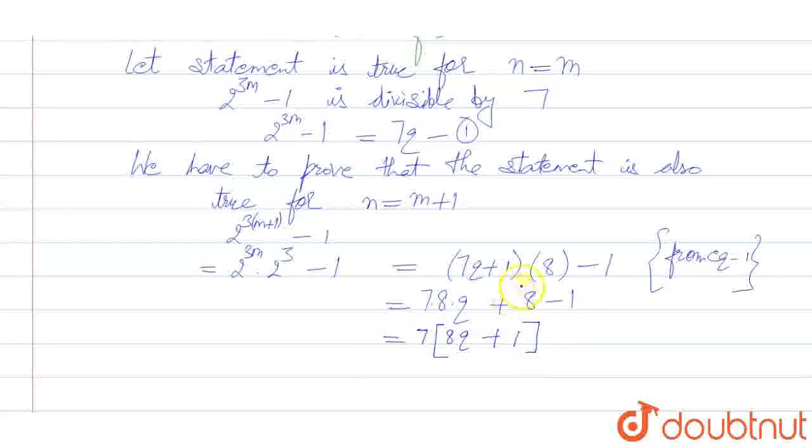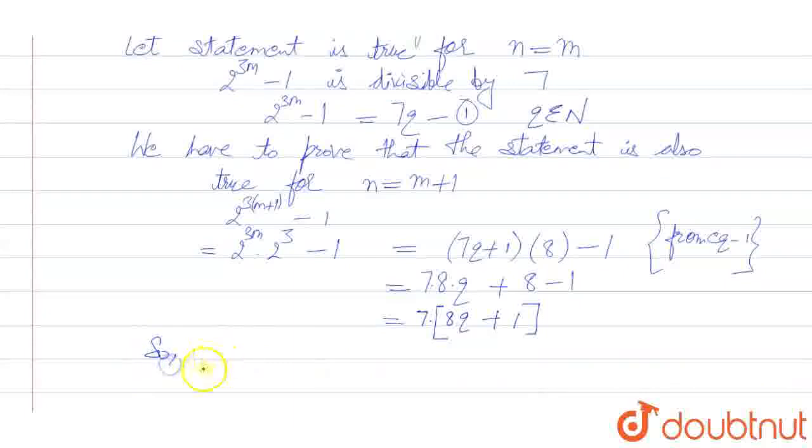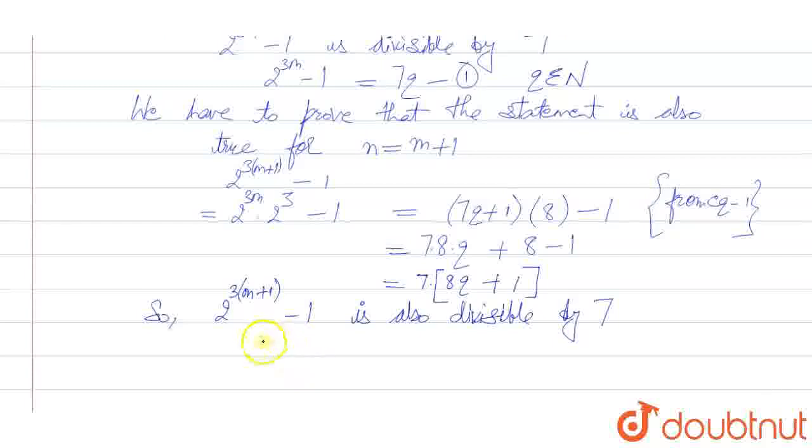Okay, so we have assumed here q is also a natural number. So 8q plus 1 is also a natural number. So we can say that this number is also divisible by 7, because 7 is a factor. So from here we can say that 2 raised to power 3 times m plus 1 minus 1 is also divisible by 7. Okay, so hence we can say that P m plus 1 is also true.